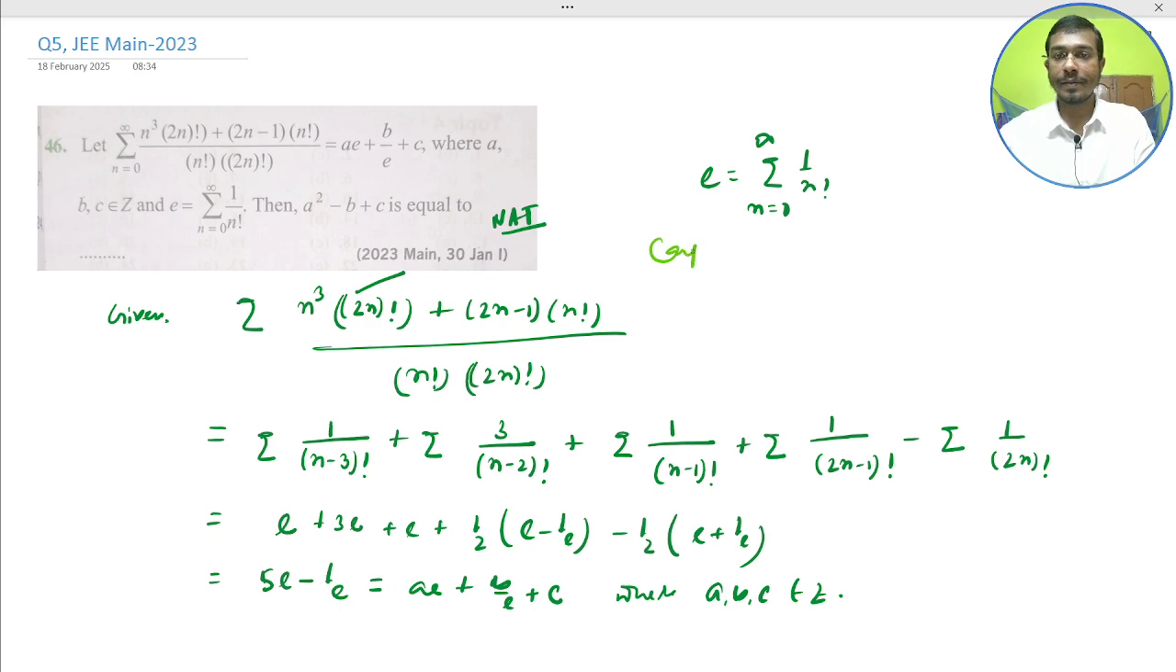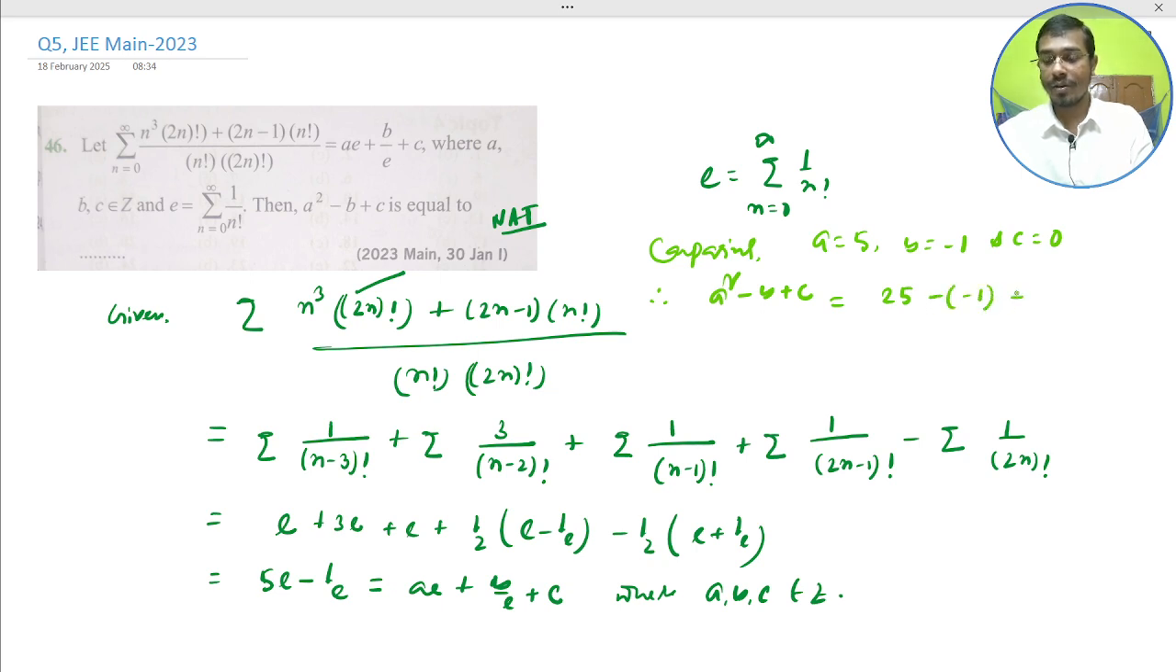So comparing, we would get A equal to 5 and B equal to minus 1. Therefore, we have to find the value of A square minus B plus C. C is 0. Put this value: 25 minus 1 plus 0. This would be 26. So our correct answer would be 26.